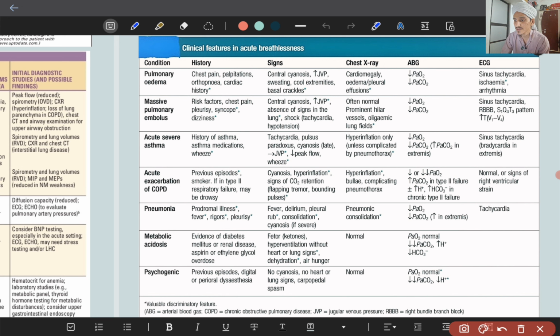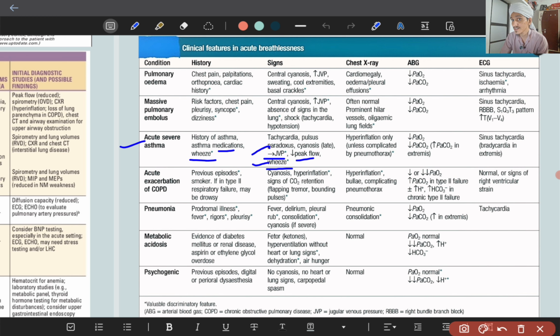Next is acute severe asthma. There will be a history of wheeze, history of allergy and asthma medication. Here the JVP will be normal, and there will be wheeze on auscultation. There is decreased peak expiratory flow if you measure by peak expiratory flow meter, and in severe cases of asthma you will also have pulsus paradoxus.